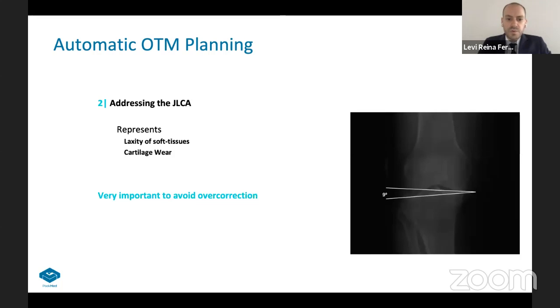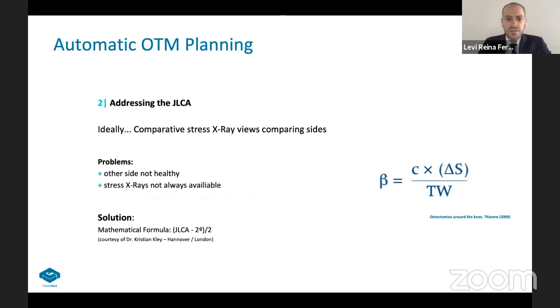But also, and most importantly, the cartilage wear. If we don't take this into account, we might end up overcorrecting the deformity, because some of the varus might come from cartilage wear or valgus, and it's very important to take that into account. So ideally, we should have comparative stress X-rays comparing sides, but the problem is that sometimes the other side is not healthy, and these stress X-rays are not always available.